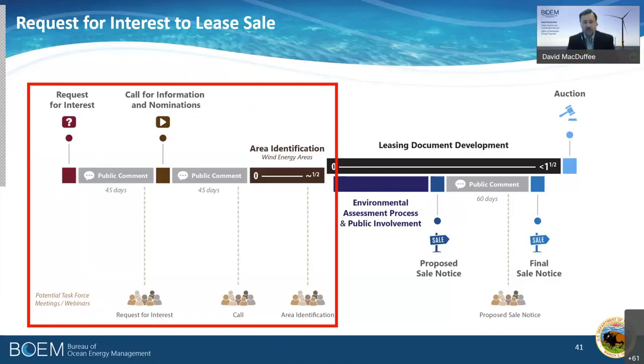While the task force is certainly available for engagement throughout all 4 phases of our process, this initial phase is critically important to get that input as we're looking to identify areas that are suitable for leasing. It's important that those areas are indeed suitable and planned appropriately to help ensure success as we move forward with the remaining phases of our process. So we'll move on to the next slide.